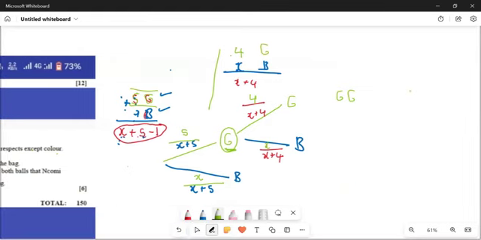Then this one multiplied by this one is going to be 5 multiplied by X plus 5, multiplied by 4 all over X plus 4. Like this again.